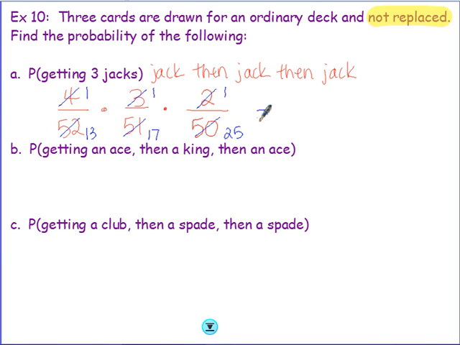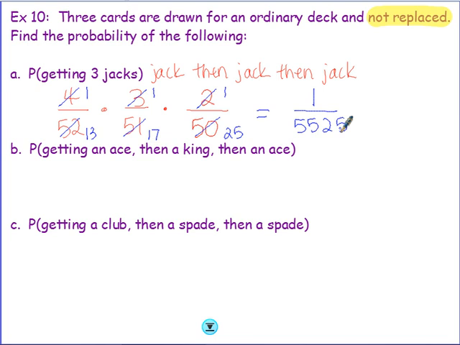So if we multiply the tops, 1 times 1 times 1 is 1, and 13 times 17 times 25 is 5,525. So that was a little different. Let's do the next one.